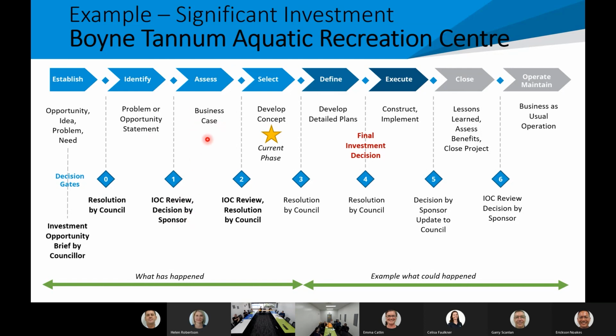So we then went on and did a business case. We did get external support to help us in both steps. We did community consultation. There was huge stakeholder engagement as well through this. And then we went to Gate 2.